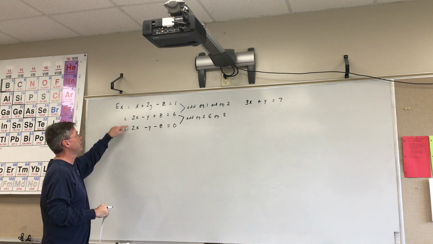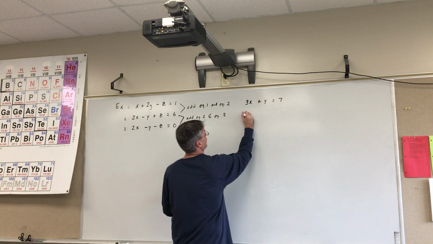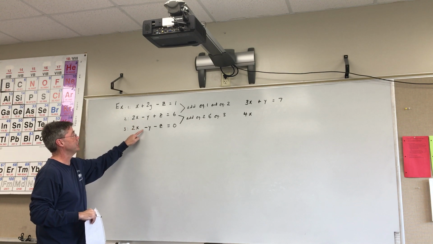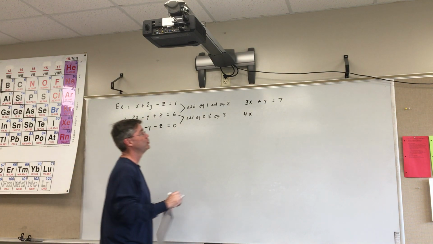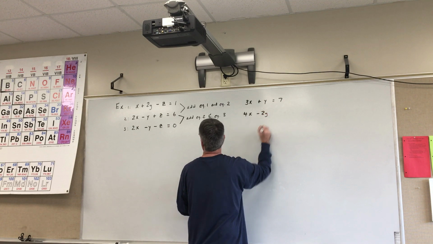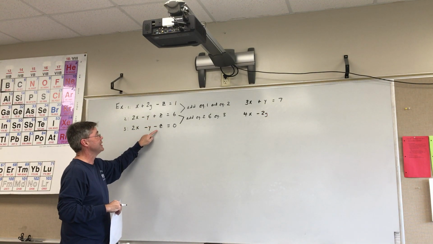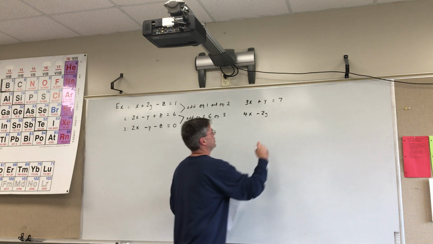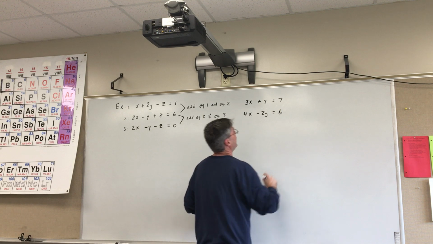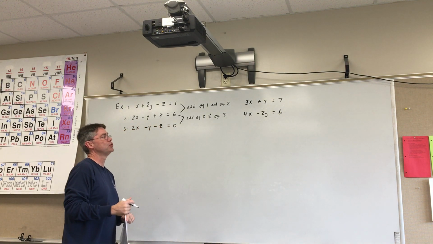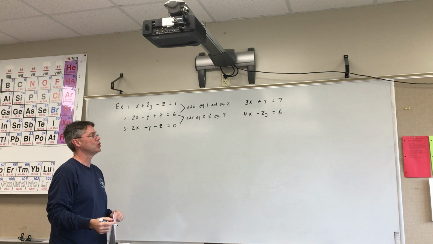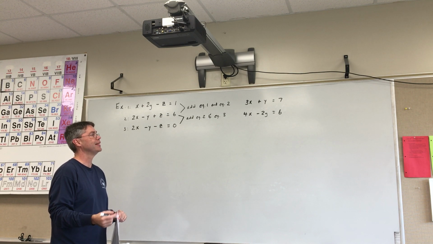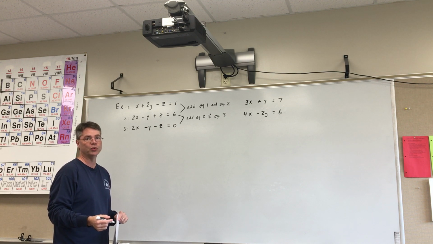Okay, so 2x plus 2x would give us 4x. Negative y plus another negative y would give us negative 2y, so minus 2y. Z plus negative z eliminates z, and then you have 6 plus 0 is going to give us 6. Now at this point, we could use elimination to solve for x and y, or we could use substitution. I think in this case, it's really easy to use substitution.